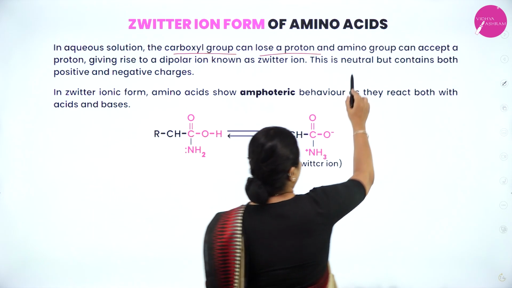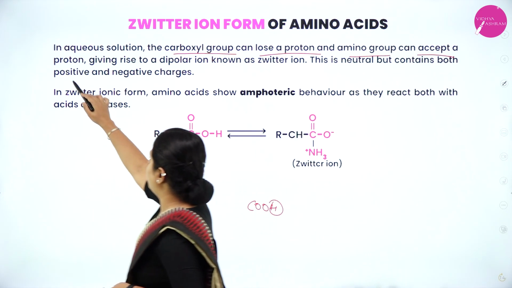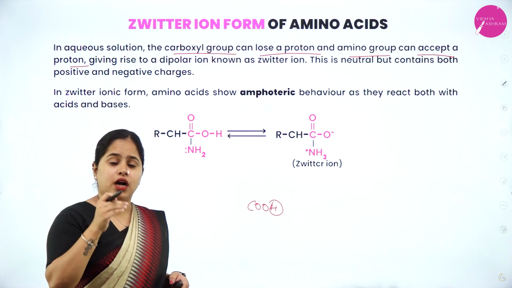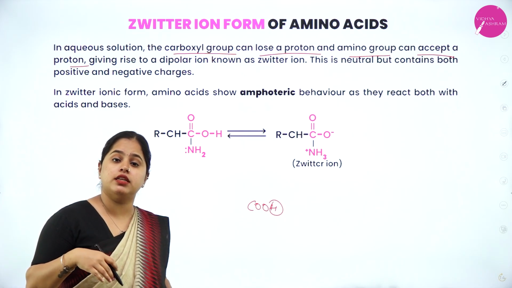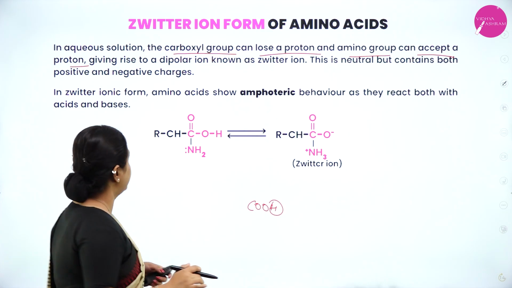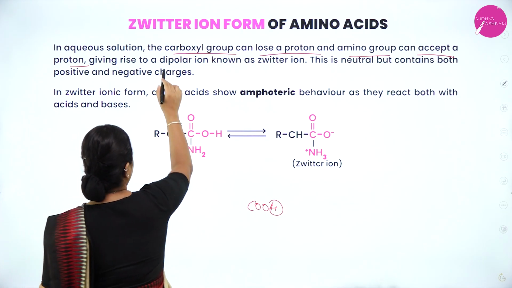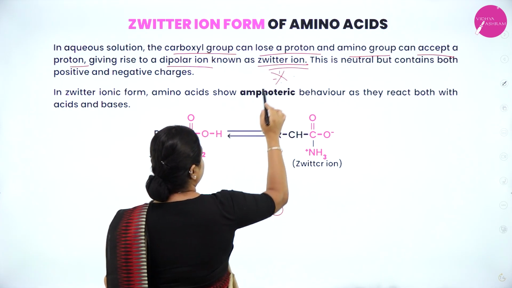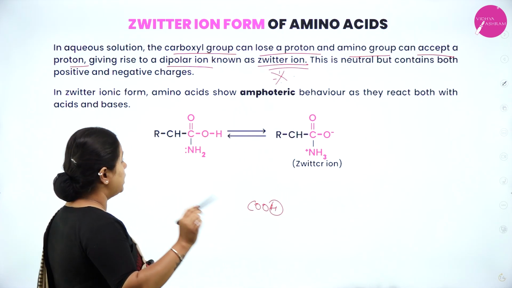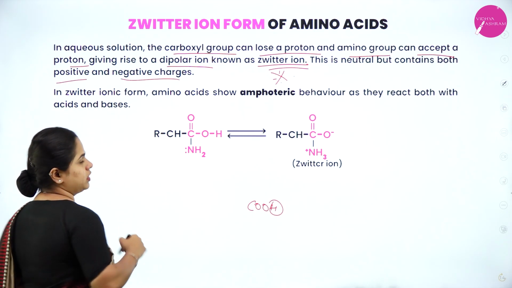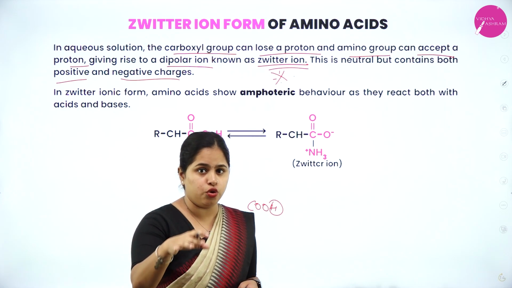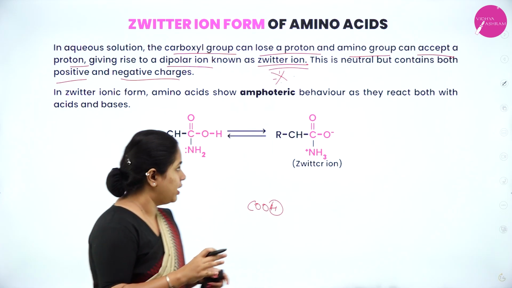So, the amino group can accept a proton. The amino group is basic. It has the tendency to accept a proton. The carboxylic group is acidic, so it has a tendency to lose a proton, right? This gives rise to a dipolar ion known as Zwitter ion. So, this is very important. This is neutral but contains both positive and negative charge, okay? It contains both negative and positive charge, but it is neutral. Zwitter ion is neutral.